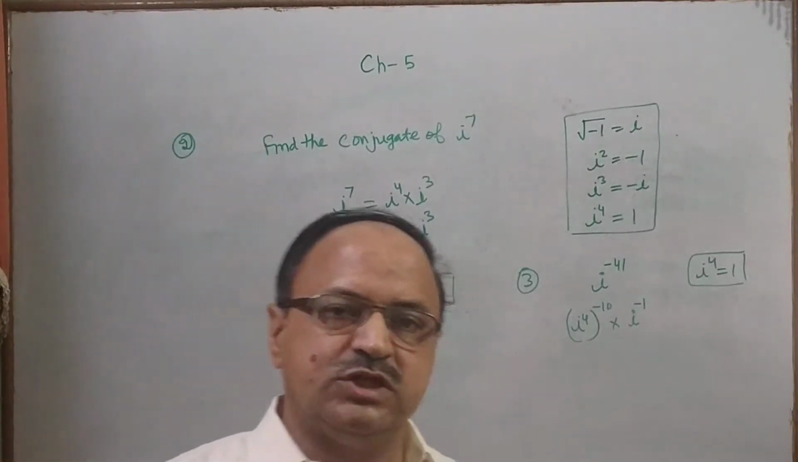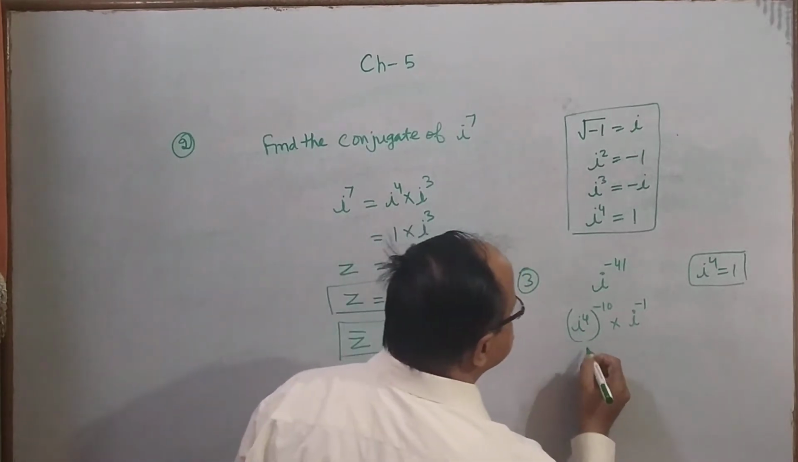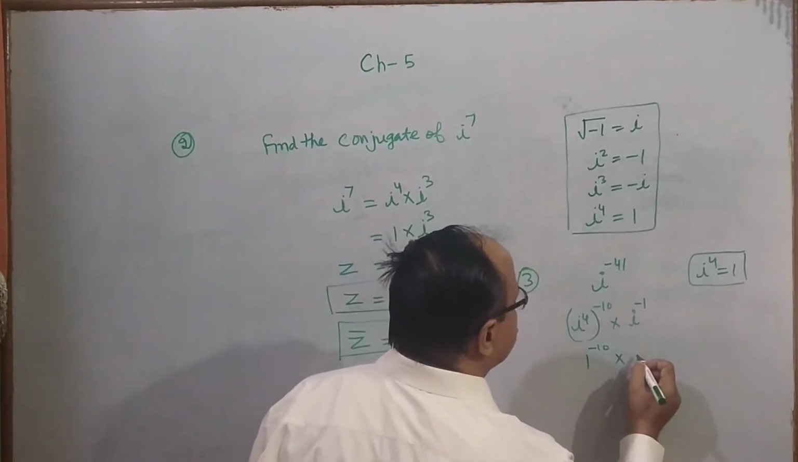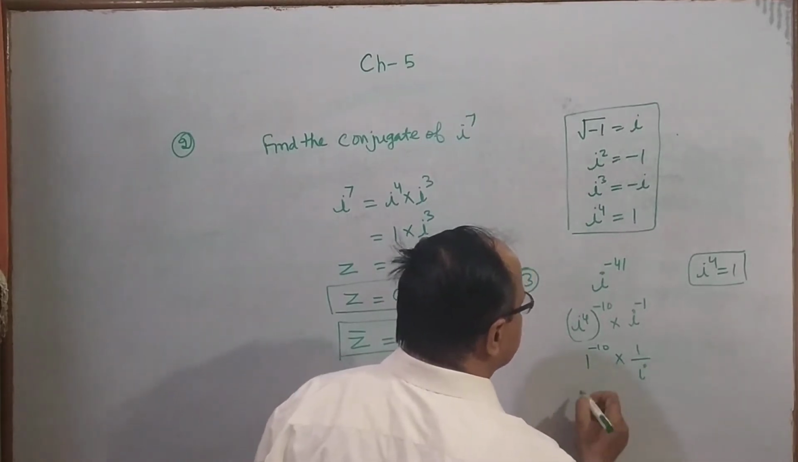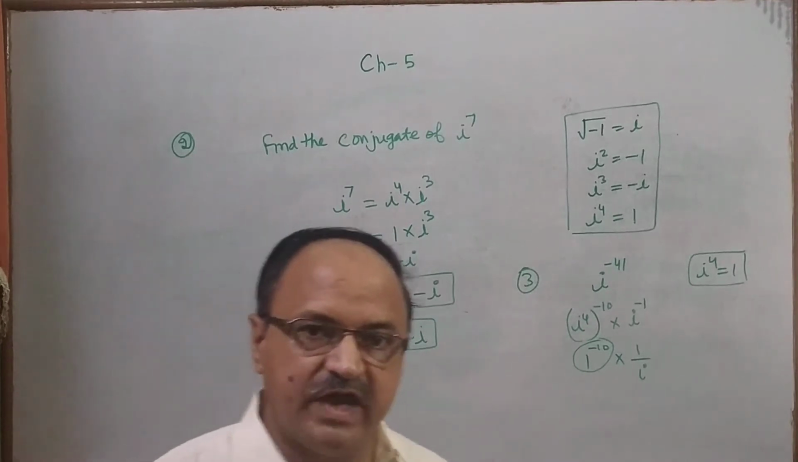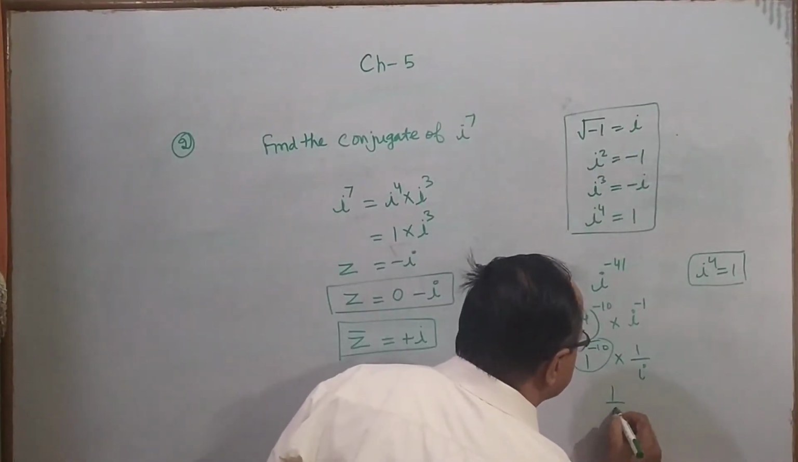But you know that iota to the power 4 is 1. So in this place you can write 1 to the power minus 10. And iota to the power minus 1 means 1 by iota. And iota to the power minus 10, when you simplify, the answer is 1. It means 1 by iota.